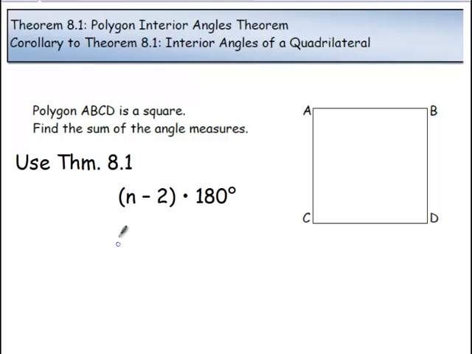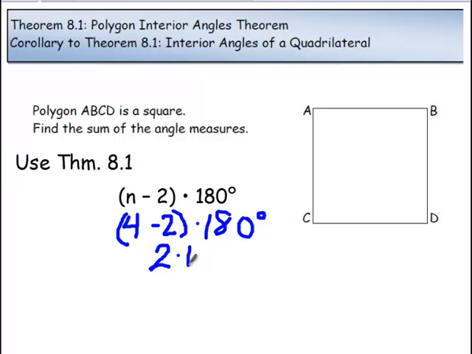So the number of sides I have in a square are 4, and I need to subtract 2. And then I have to multiply that by 180 degrees. 4 take away 2 is 2. 2 times 180 degrees equals 360 degrees, which we already knew, but this just proves that theorem 8.1 does indeed work.